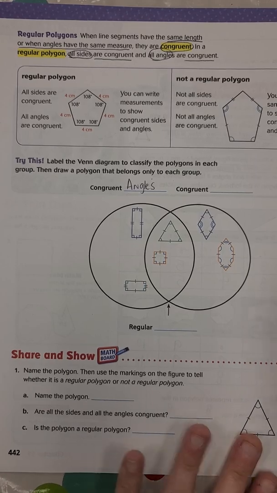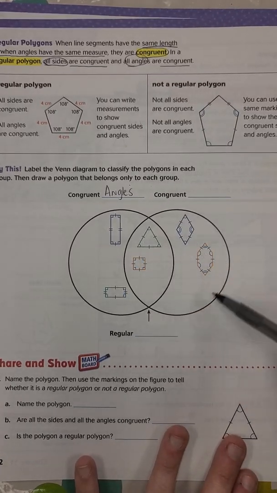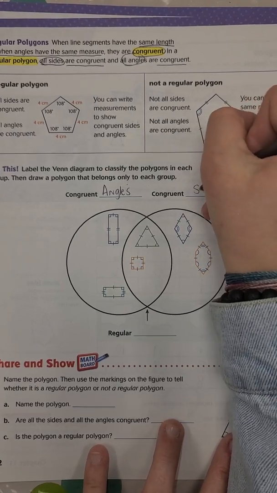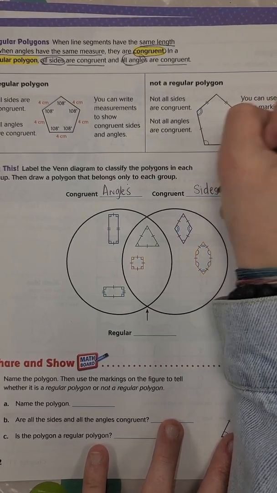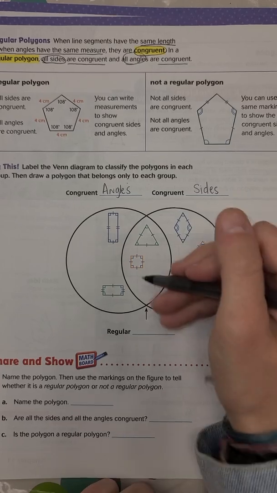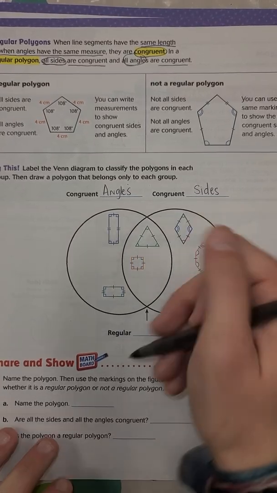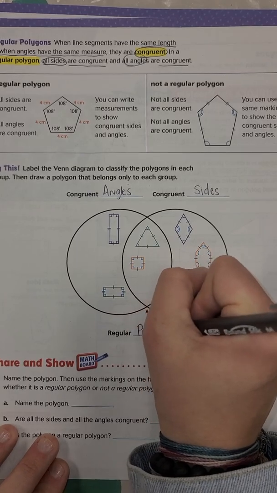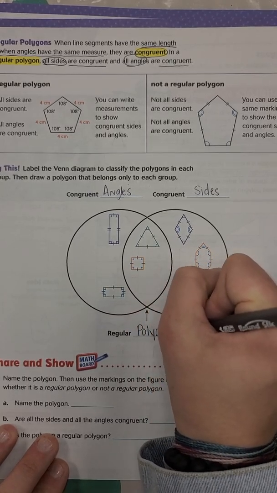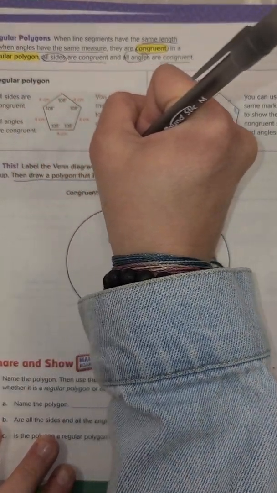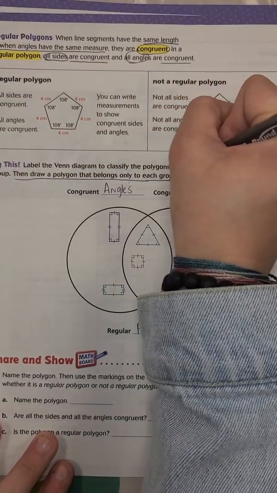All right, and then this one, they all have congruent, hopefully you said, sides. They're all congruent sides. All right, and then the ones in the middle, these are your regular, hopefully you said, polygons. Now, they wanted us to also draw a polygon that belongs to each of the groups.